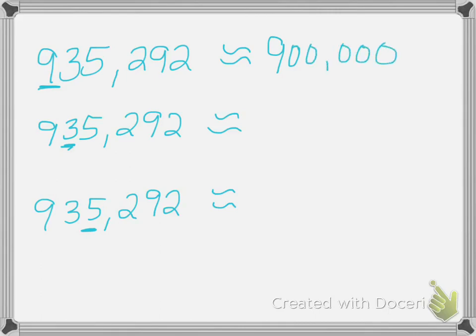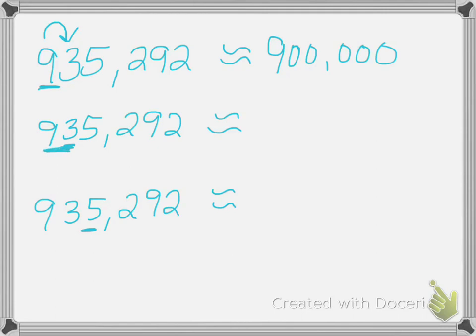Now, hopefully you've already realized in your head, maybe you've had enough practice with this, that you did that pretty quick. I did that pretty quick because I knew I could look right to the right, and that if 5 were to be my midpoint, 3 is below it. So I know I need to keep my 9 the same and turn the rest into zeros. I have 900,000.